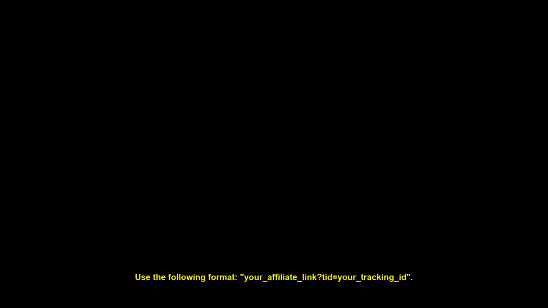Use the following format: your_affiliate_link, TID equals your_tracking_ID. Ensure there are no spaces between the link and the tracking ID. Now, use this new URL whenever you promote the product. This will allow you to track clicks and sales more effectively.